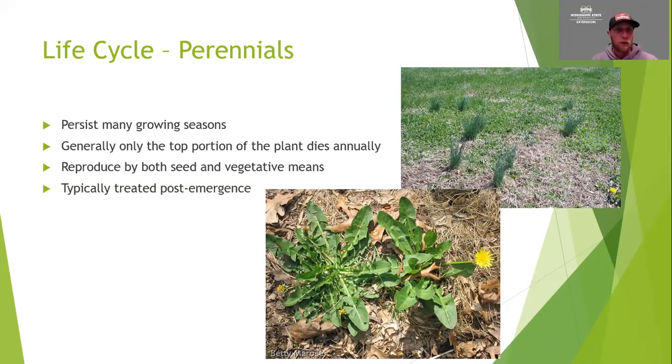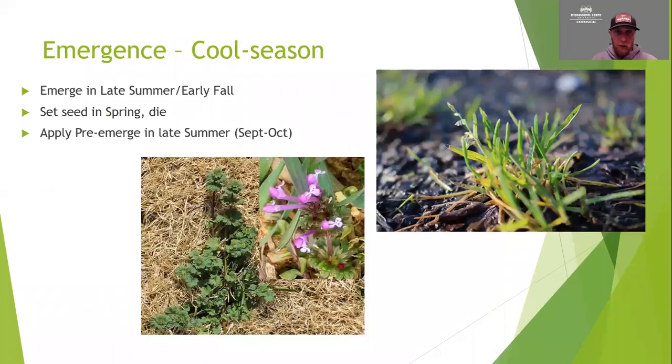These persist for many growing seasons. Typically only the top portion of the plant dies annually, and then the roots stay viable and produce either a rhizome or a tuber, some type of structure that allows it to regrow every year. And these do reproduce by both seed and vegetatively. And these we typically treat with just post-emergent herbicides instead of both pre and post. Then we break it down.